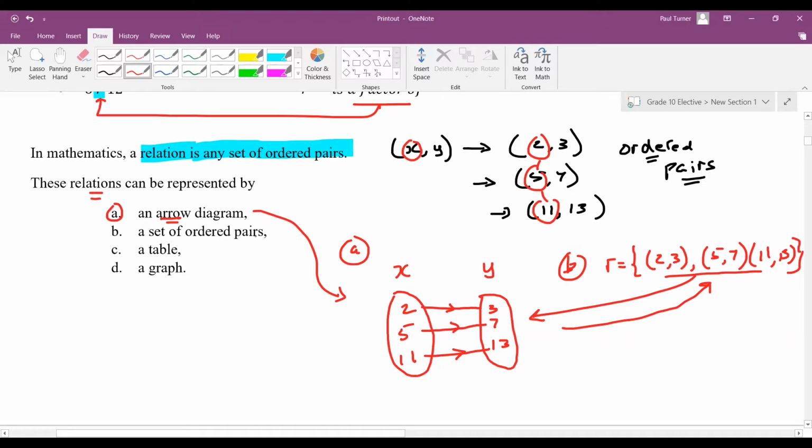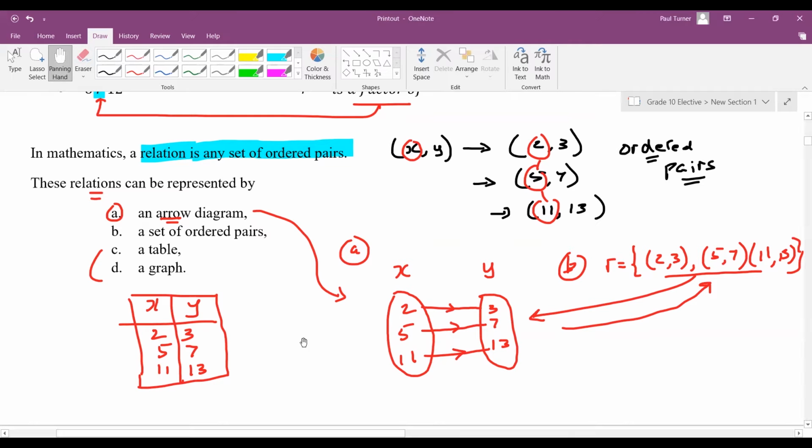A table could just be X, Y, and then we have the numbers. So 2, 3, 5, 7, and 11, 13. That's just a table, right? You've seen those before. It could go the other way too. It could go across. So that's an example of a table to show the numbers.